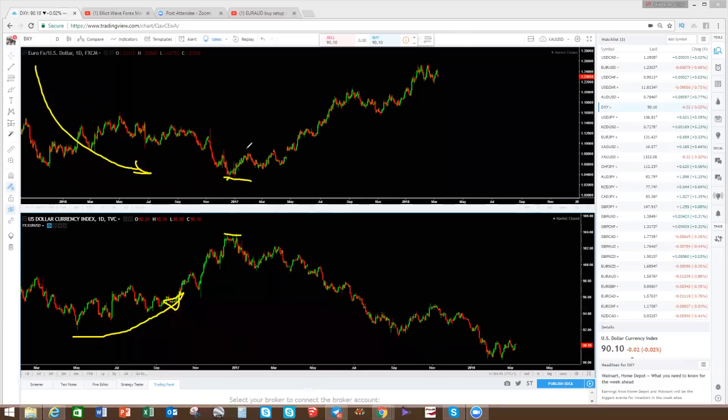We start with an impulsive move. We start with a correction. Similarly here, we get an impulsive move. We get a correction. And after that, you get an internal move here. So this internal move is doing something like this. 1, 2, 3, 4, 5. And I'll show you why I'm looking at this like that.